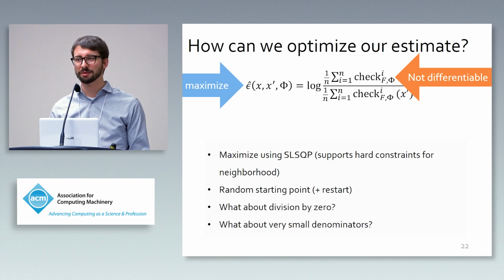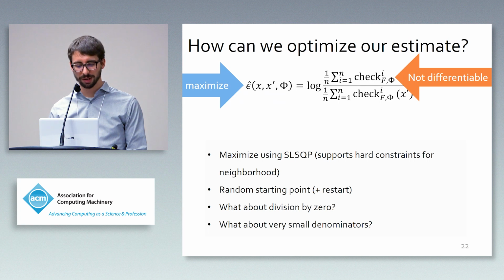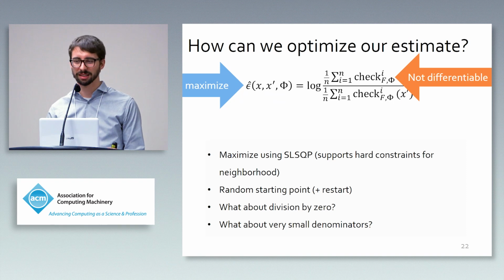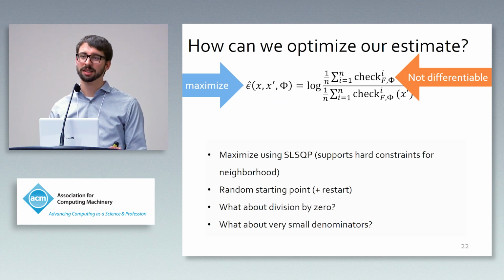So once we have made this estimate differentiable, we can use off-the-shelf optimization techniques to solve the optimization problem. In our case, we use SLSQP. We start from a random starting point, and of course, if we don't like the result that we get from that random starting point, we can always restart. There are a few technical questions that can come up that I wrote down here. The answers to these are in the paper.